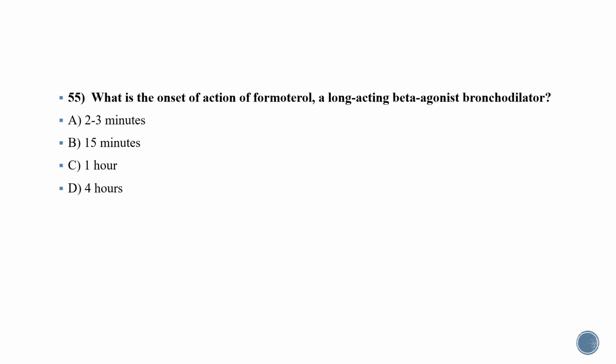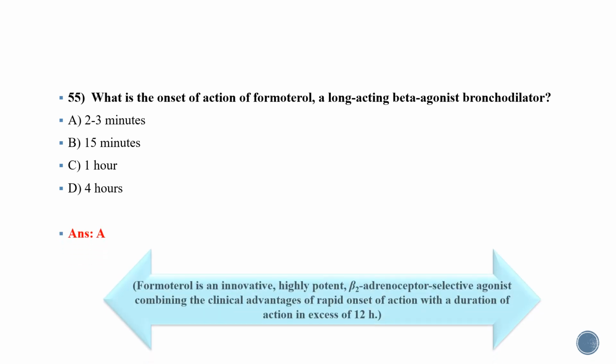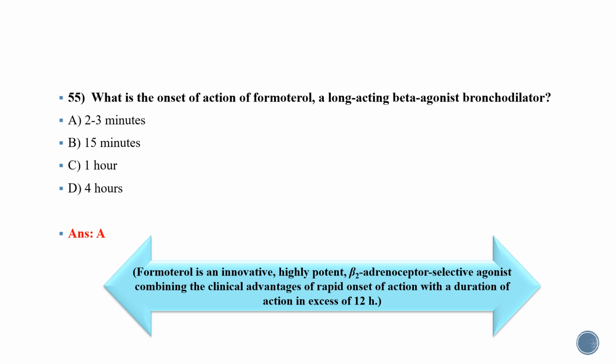Question number 55. What is the onset of action of formoterol, a long-acting beta agonist bronchodilator? The options are 2 to 3 minutes, 15 minutes, 1 hour, 4 hours. Here the correct answer is option A, that is 2 to 3 minutes. Formoterol is an innovative, highly potent beta-2 adrenoreceptor selective agonist combining the clinical advantages of rapid onset of action with a duration of action in excess of 12 hours.